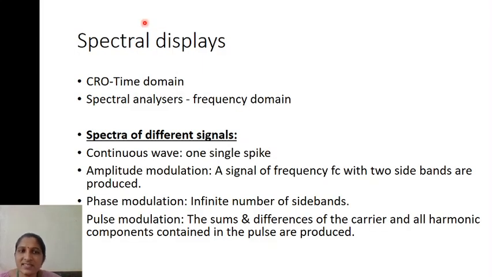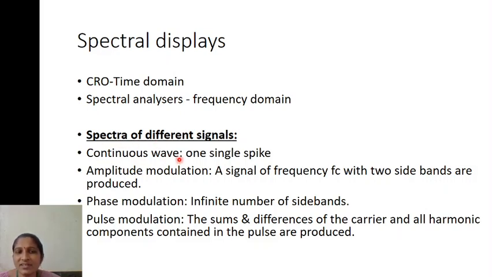Coming to the spectral displays, what is the difference between the cathode ray display and spectral displays? The CRO will be showing the time domain, whereas the spectral analyzer will be showing the frequency domain. And the spectra which you need to study in the spectral displays, the first one is continuous wave.